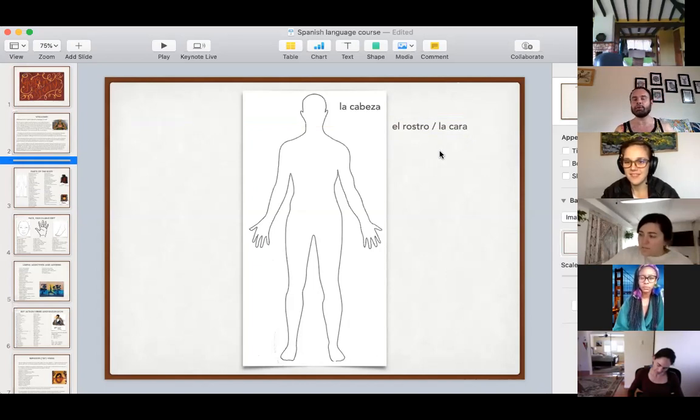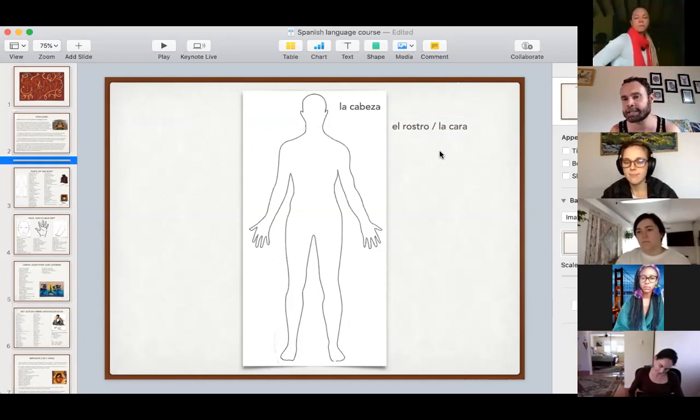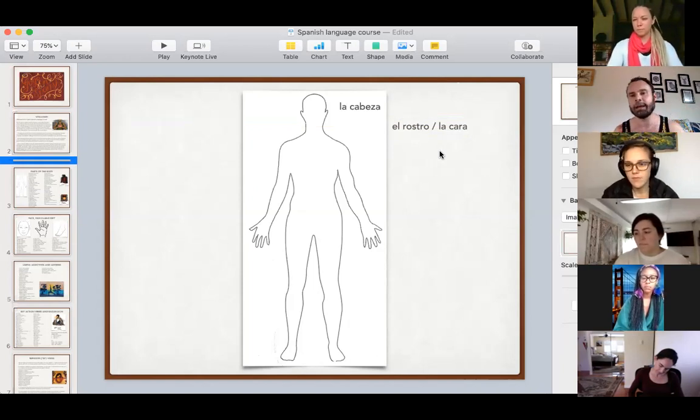So really, you can use both of them to talk about the face. Relaja tu cara, relaja tu rostro. People would understand those equally. But just so that you know, cara might be a little bit more associated with your expression.